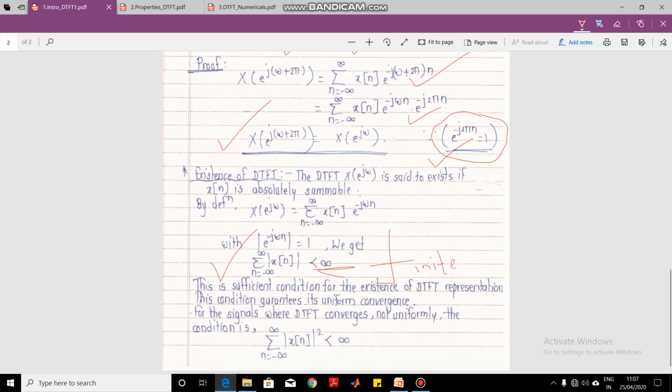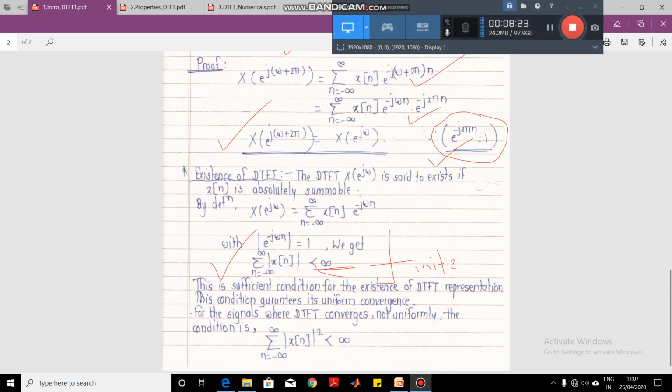But before solving the numericals, we will also try to understand the different properties of the discrete time Fourier transform, which are very important in order to solve the numericals. So in the next lecture, we will be talking about the different properties of the discrete time Fourier transform. Thank you.